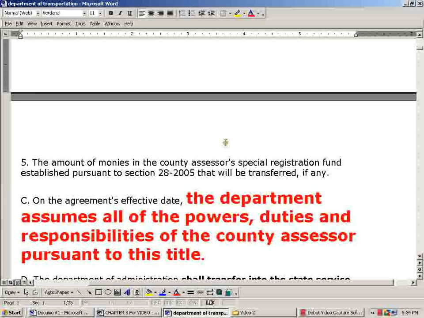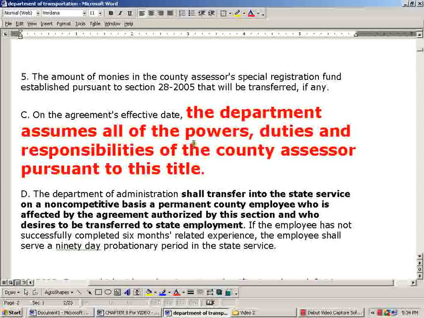We're going to find out. The department assumes all the powers, duties, and responsibilities of the county assessor pursuant to this title. Okay, so it really depends on what pursuant to this title means. Just the duties he was going to have because of this particular little thing, or all of them because of this little thing.